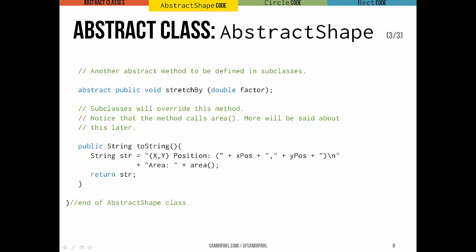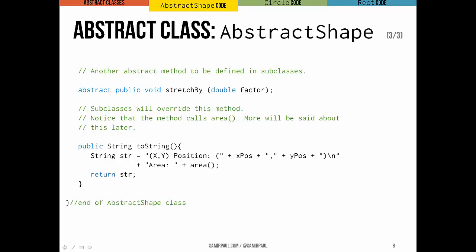Here's another abstract method that we'll force a definition for in the subclasses, stretch by. Okay, stretching by a factor for a circle and a rectangle are different, and we acknowledge that by making this method abstract and not bothering to try to implement it here. We just say, you know what, we're going to punt on this, and the subclasses need to define it themselves.